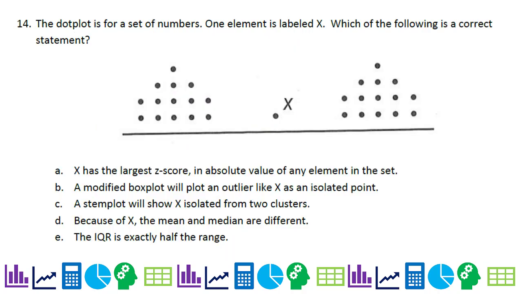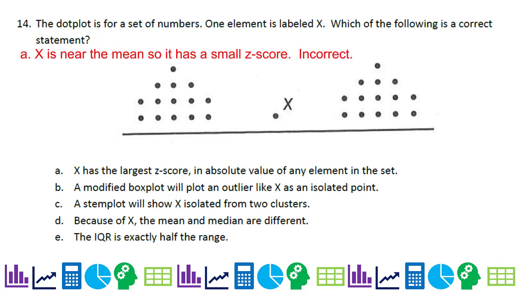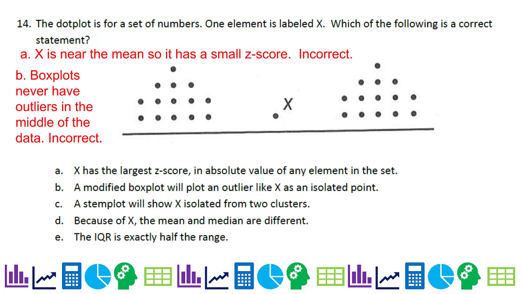Number 14. The dot plot is for a set of numbers. One element is labeled X. Which of the following is a correct statement? So I'm going to say X is near the mean, so it has a small z-score. So A is incorrect. It does not have the largest z-score. Then B mentions box plots, and it will plot an outlier like X is an isolated point. Box plots never have outliers in the middle of the data, so they're always on the extremes, so this is incorrect. A stem plot will show X isolated from two clusters. That is correct. You would see that on a stem plot.